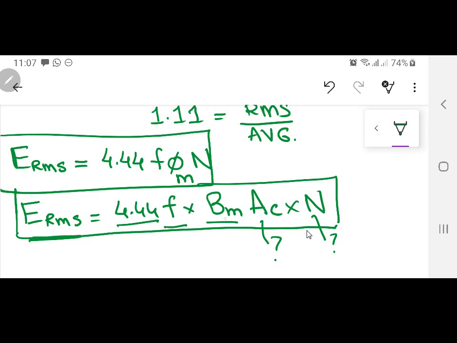After putting BM, AC, F and E RMS in this equation, the N that you get is the minimum number of turns you require for your transformer. And if after putting in this equation, it comes out to be okay 130 turns, now if you put 130 turns on the primary side and on the secondary side you put 260 turns, now this is going to work.